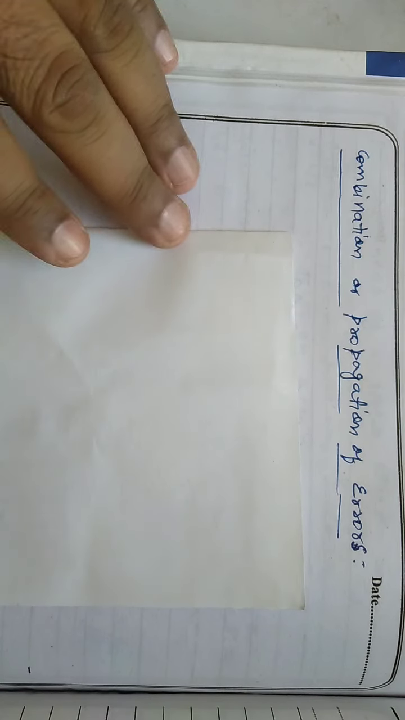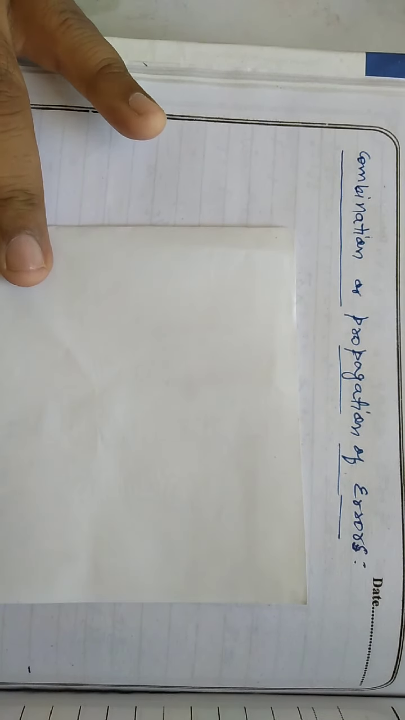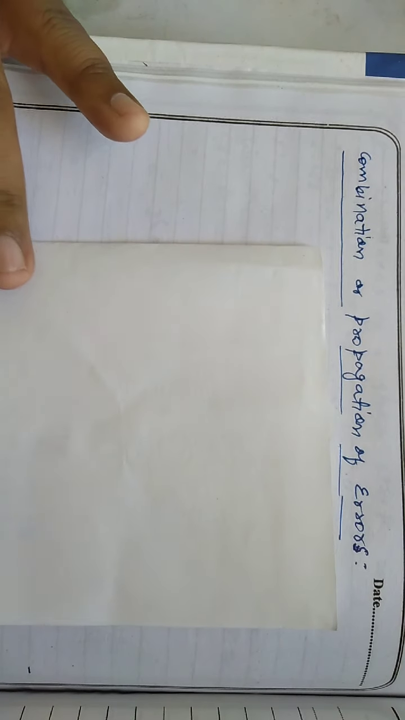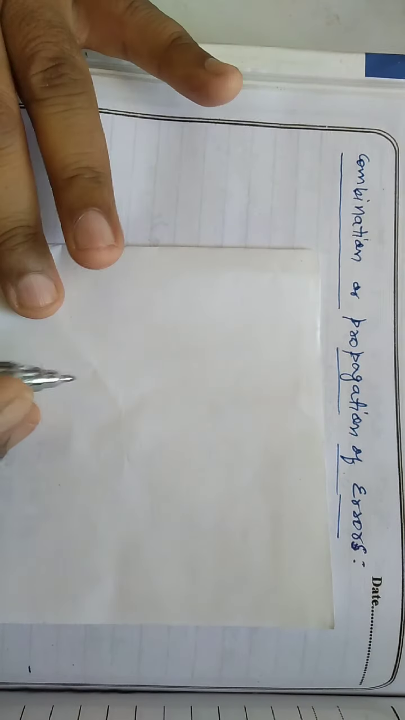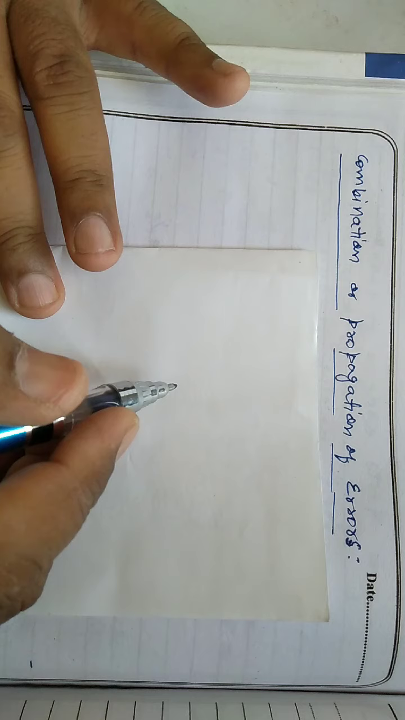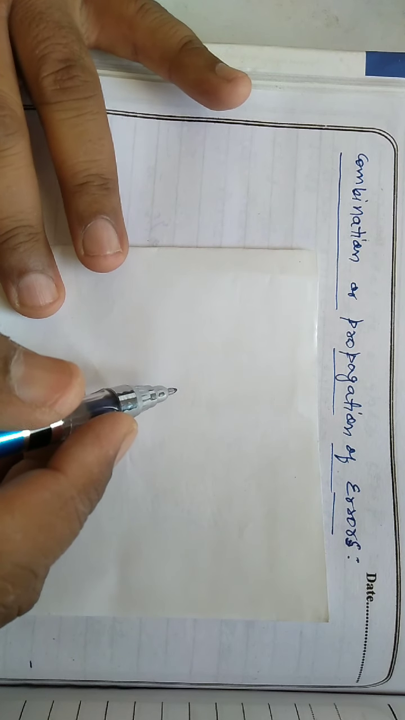Our next topic is combination or propagation of error. In the last topic we have done absolute error, mean absolute error, relative error and percentage relative error.